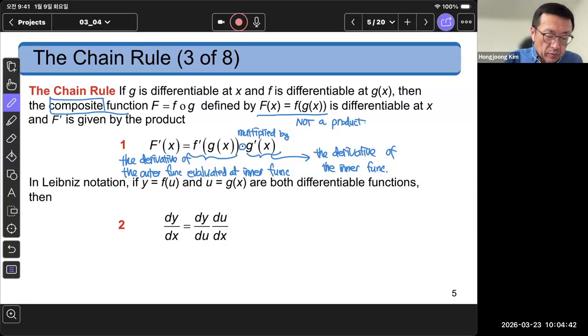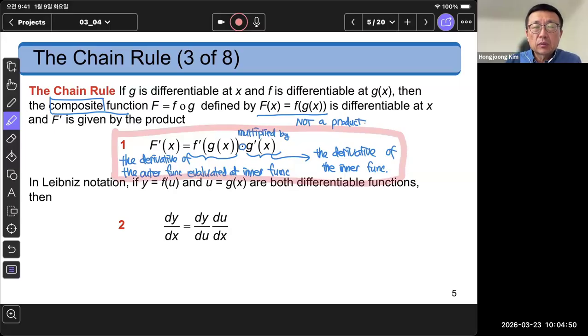For this one, please memorize this result because it is used quite commonly. We frequently use this chain rule in our class, so please try to memorize the formula. If I have the composite of two functions, then you first differentiate the outer function and evaluate it at the inner function, and then you multiply by the derivative of the inner function.